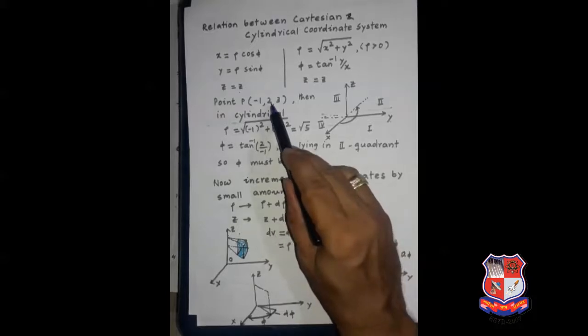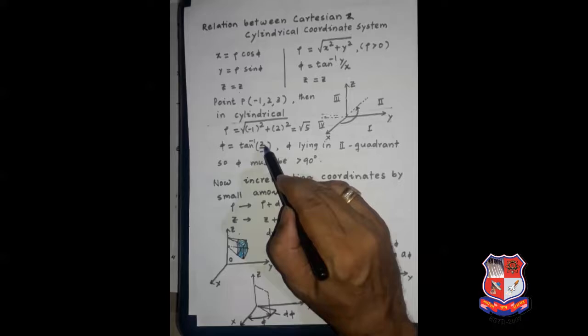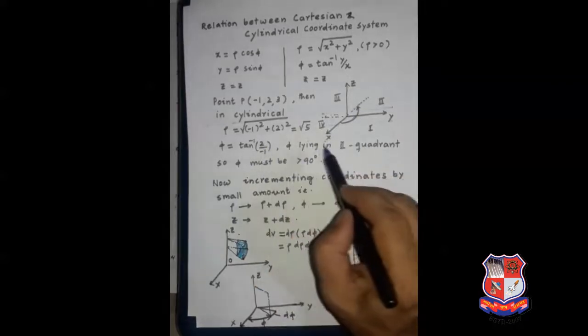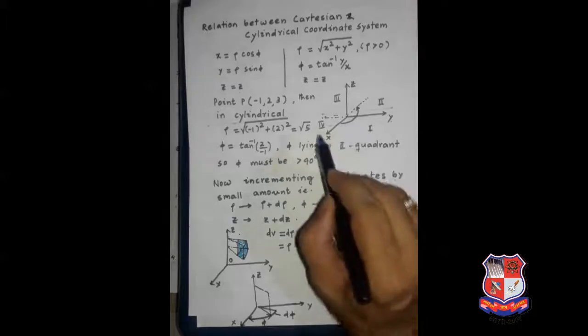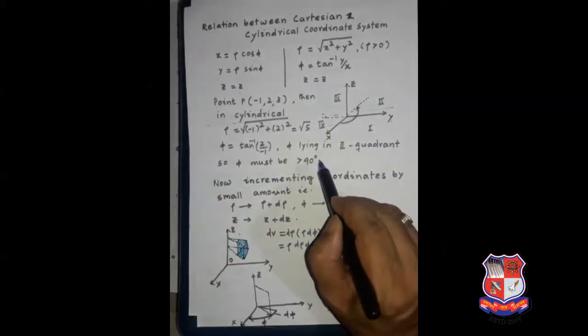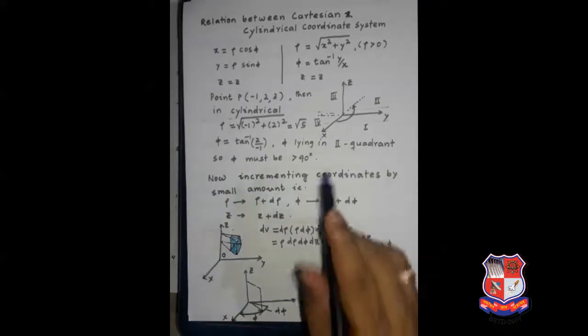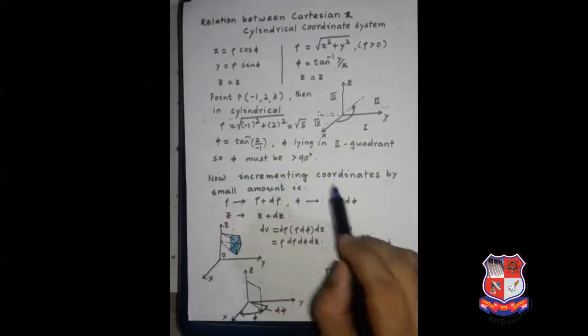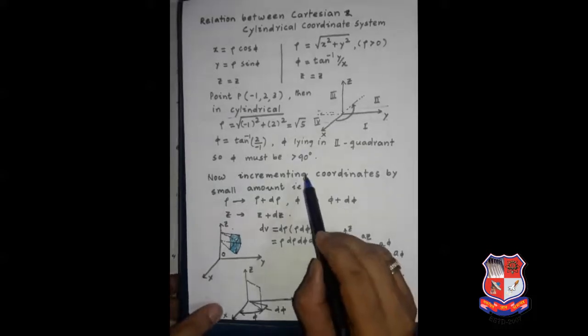So since y is positive and x is negative, we are finding tan inverse of 2 over minus 1. We should remember that phi is always lying in the second quadrant, so the angle value must be greater than 90 degrees. That you should keep in mind.